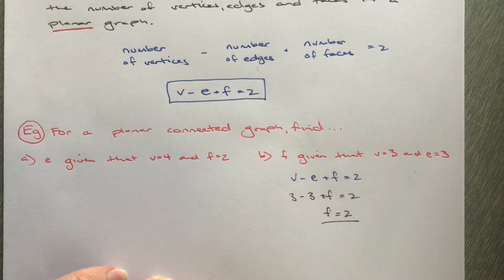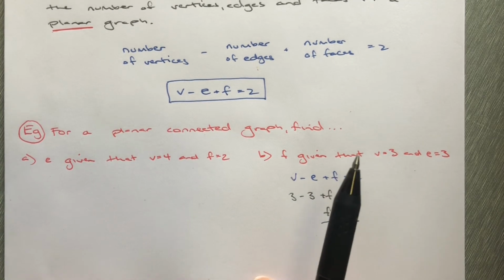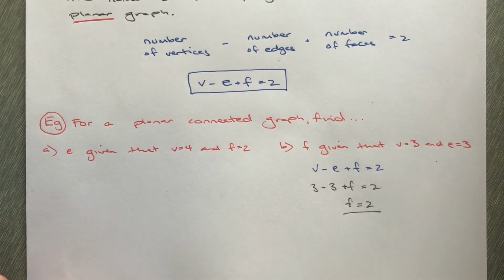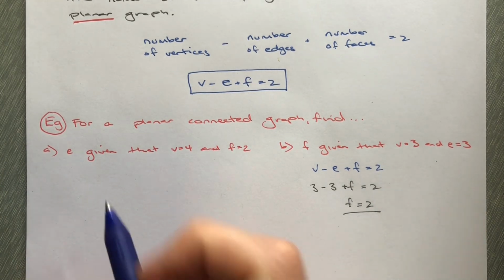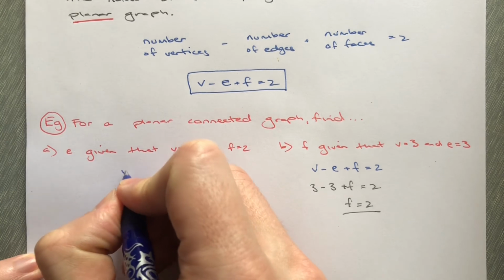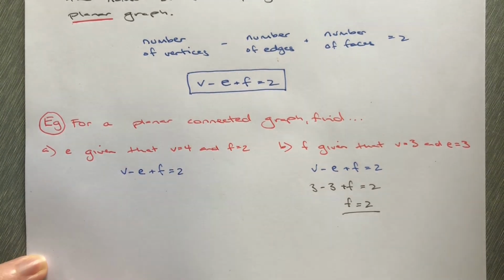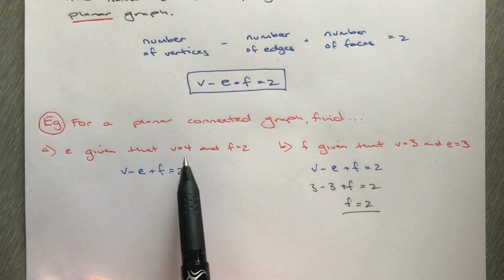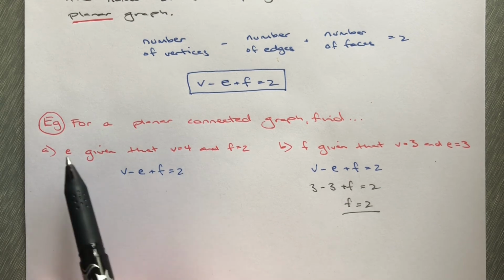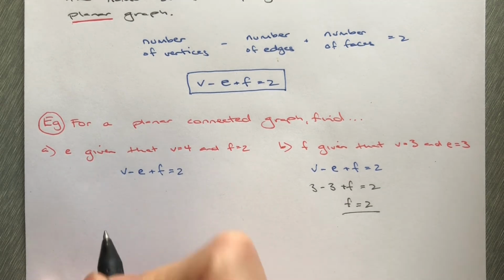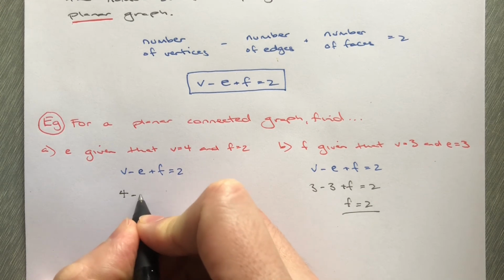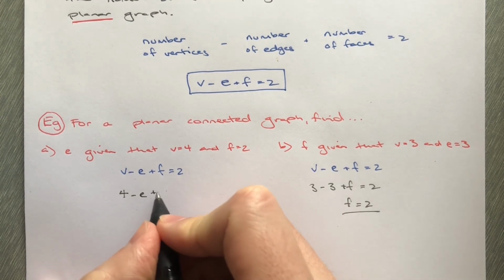And there's my answer. Using Euler's formula, I found out how many faces this planar connected graph is going to have. Let's have a look at A now. Same thing, I'm going to use the rule to find out what E is. So V minus E plus F equals 2. I want you to do that every single time so you remember it. We're just going to put these values in. It says we want to find E, V is going to be 4, and F is going to be 2.